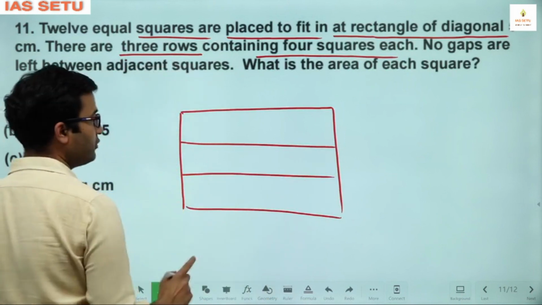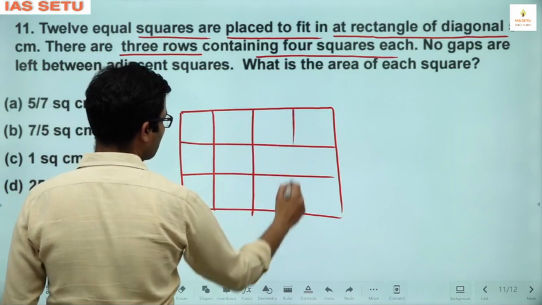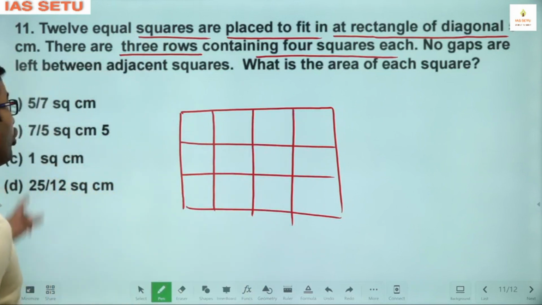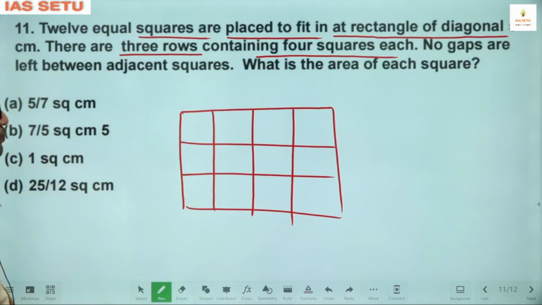See here, we have 12 squares placed like this. We have 3 rows, 4 squares in each row. No gaps are left between adjacent squares. What is the area of each square?